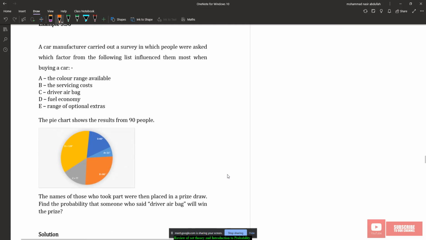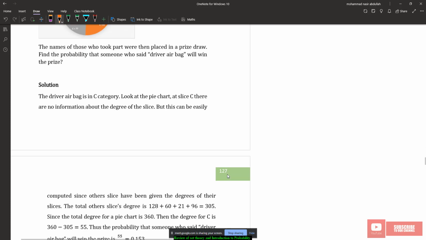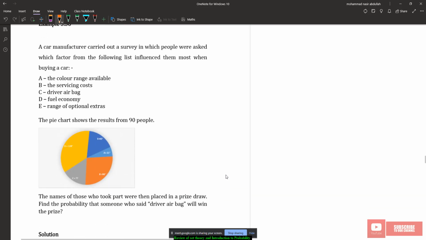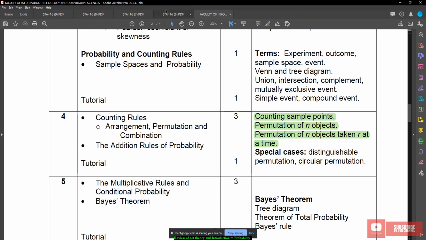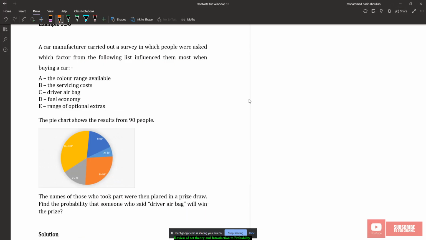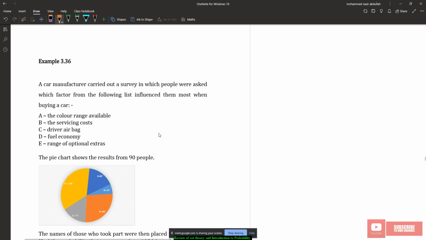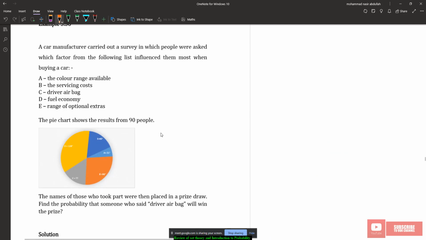Now let's look at example number 3.36. Do we have? This is going to be the last example in the book. Later we will look at an example from your final exam. It's already 10 o'clock. Right. We want to finish quickly.